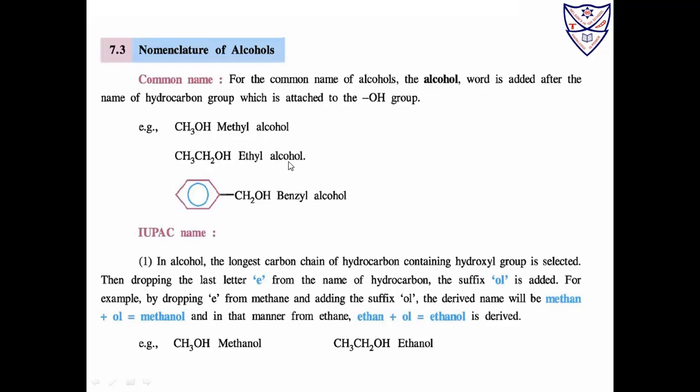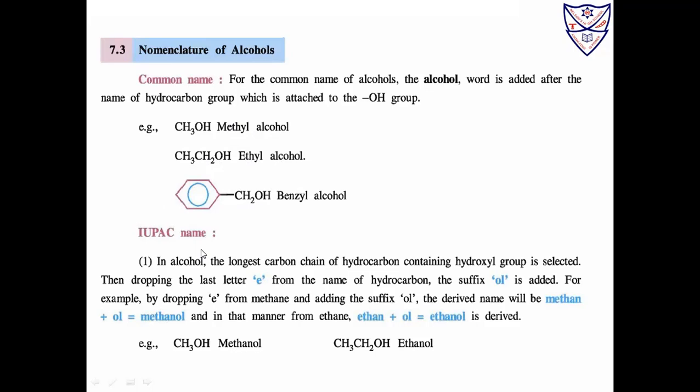CH3CH2OH, that is ethyl alcohol. And what is this? Benzyl alcohol. What is the benzyl? It means the phenyl ring with that CH2 is there. So it's a benzyl alcohol. Okay, aromatic and CH2OH, benzyl alcohol.